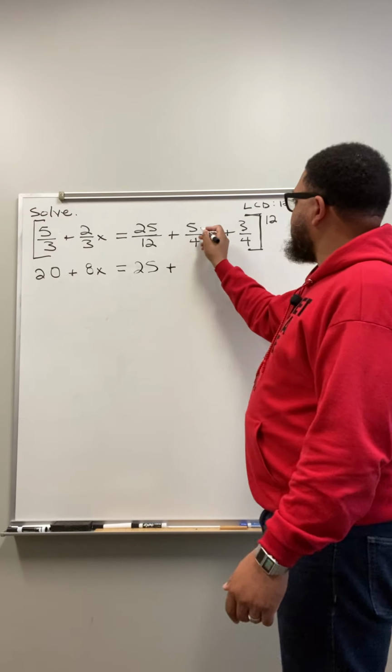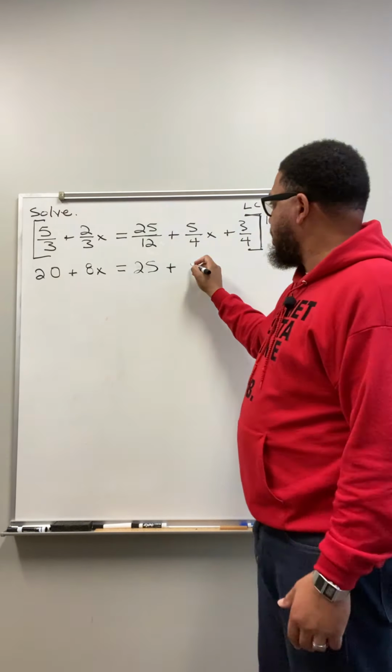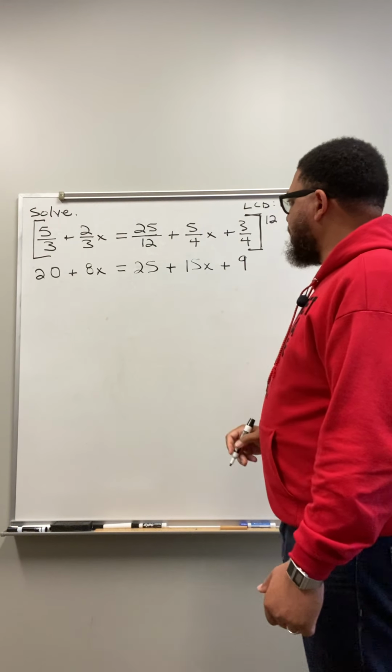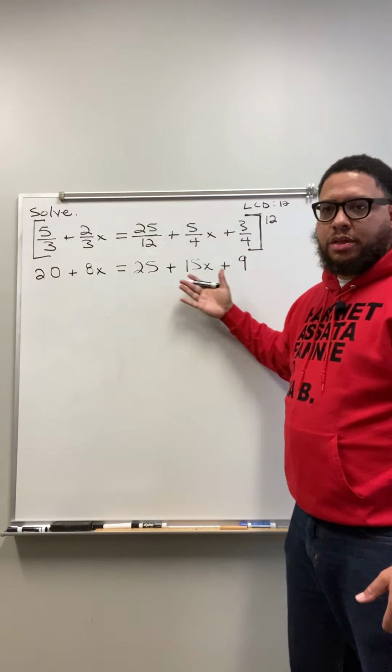Then this one, 12 times 5 gives me 60. 60 divided by 4 gives me 15. So now I got 15x. And then I got 12 times 3, which is 36. And then I'm going to do 36 divided by 4, which is going to be 9. So I got plus 9. So this is my new and improved equation. And just like that, all my fractions are gone. Just like that. That's how you get rid of fractions.